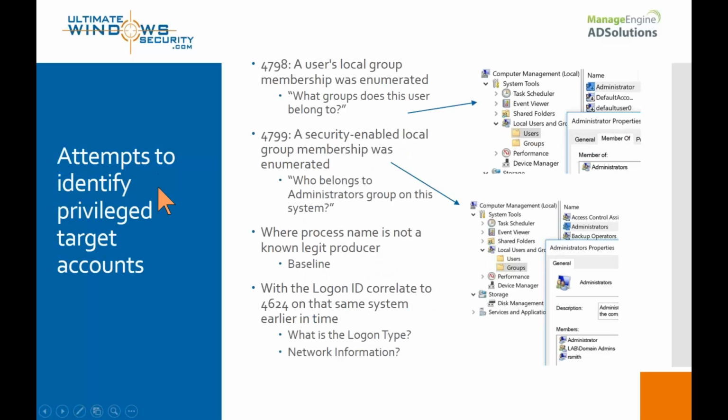Now, we already talked about these enumeration events, 4798, 4799. As you get more and more Windows 10 and Windows 2016 systems, you'll want to watch for these events. But remember, baseline the processes that are known to generate these events innocently.